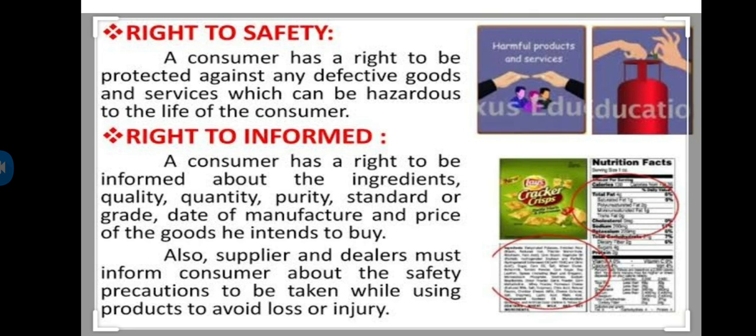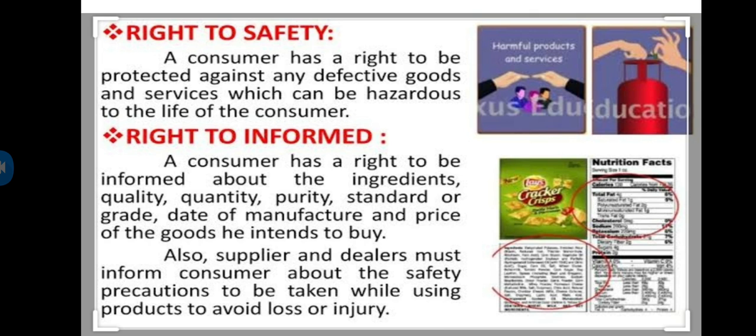A consumer has a right to be informed about the ingredients used in the product, the quality, quantity, purity, standards, grade, date of manufacturing, and the price of the goods he intends to buy. Also, suppliers and dealers must inform consumers about the safety precautions to be taken while using products to avoid loss or injury. This is called the right to information. This right is applicable to food products, medicines, spare parts, or any other consumer products or services. It enables the consumer to select the right product or service.